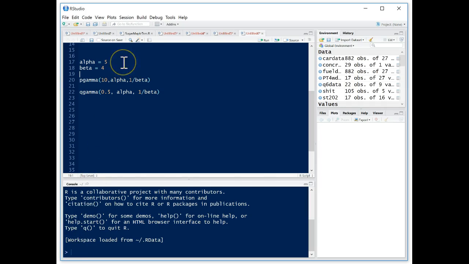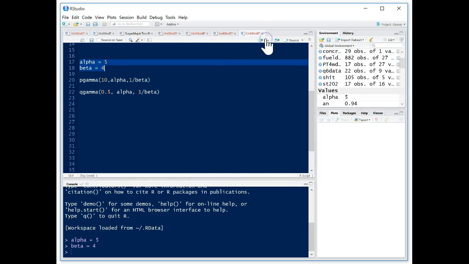And here in R, I've already defined our alpha equal to 5 and our beta equal to 4. You don't have to do this, but I like to set up my problems this way so I can easily pull up the commands. So I'm going to run these two lines so I can define alpha and beta. And as you can see, it comes down here in my console window.